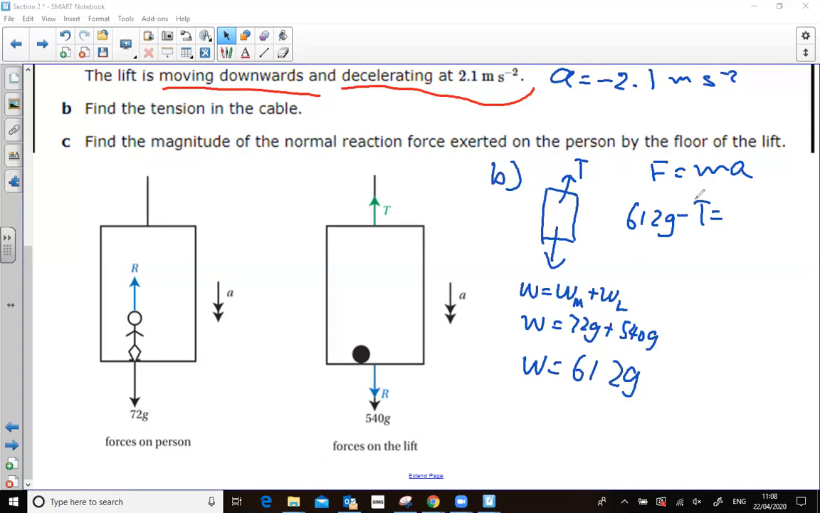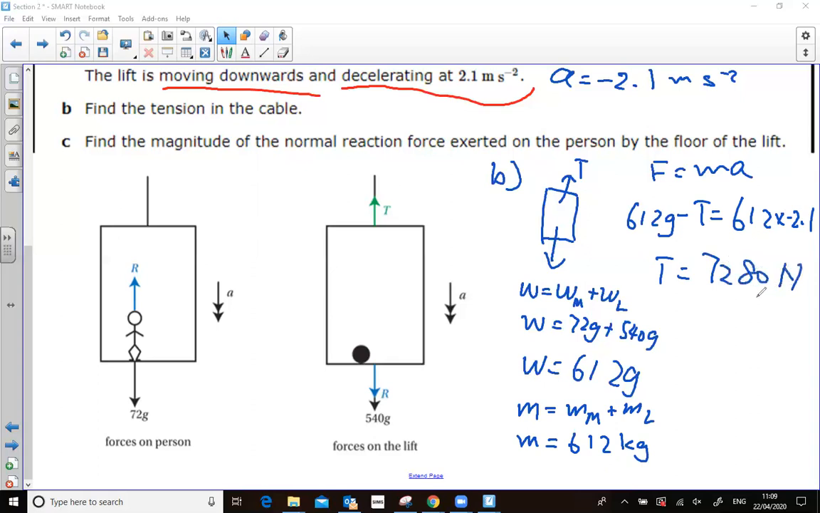The m would be the total mass between the person and the lift. So m would equal m for the man and m for the lift added together. So m is also 612 kilogram. So that would be 612 times a, and a is negative 2.1. So you can punch it into a calculator, rearrange it, and remember g is 9.8. So T would come out to be 7,280 Newton.